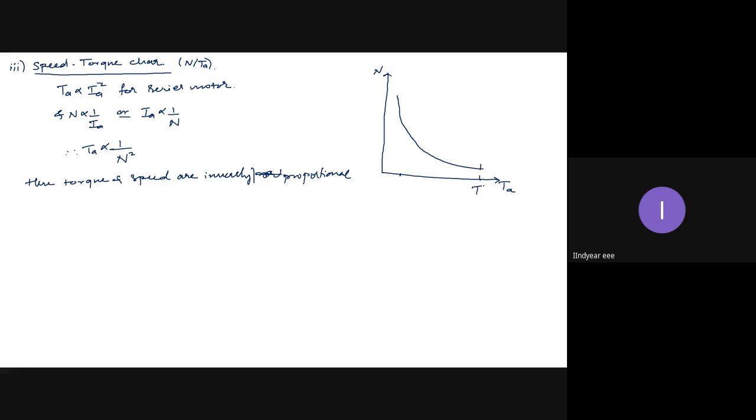So you can say this as a TST and this as the rated speed. At starting torque, speed is very less at the starting point of the motor. Okay. Then as the motor starts, the speed increases, torque decreases. Okay. So what can I conclude from these characteristics?